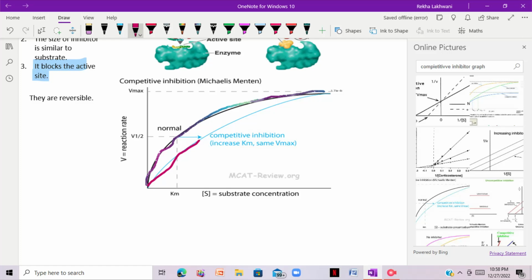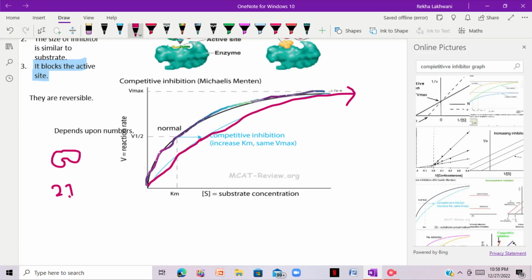Actually, this depends upon numbers. Now how? For example, if we are having two inhibitors, right? And this is an enzyme, right? And we are having one substrate. So it is obvious that one inhibitor will come and join the enzyme.